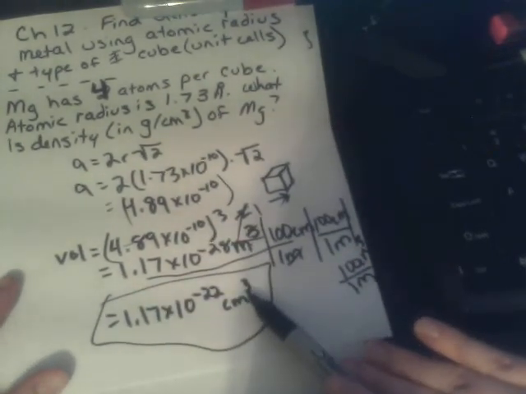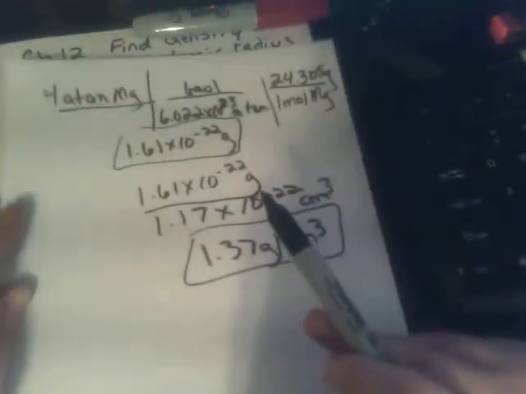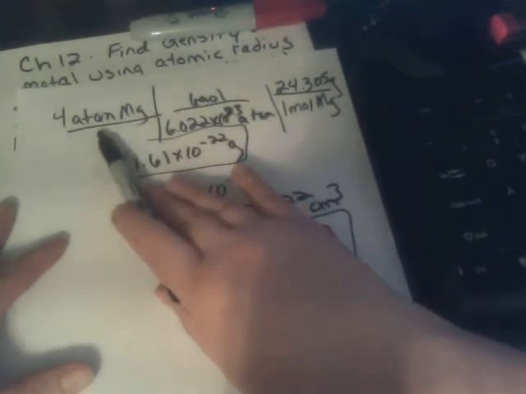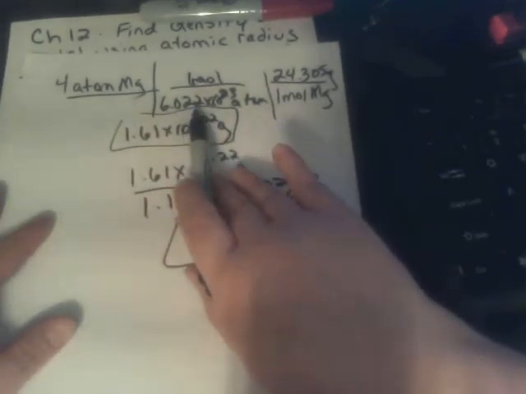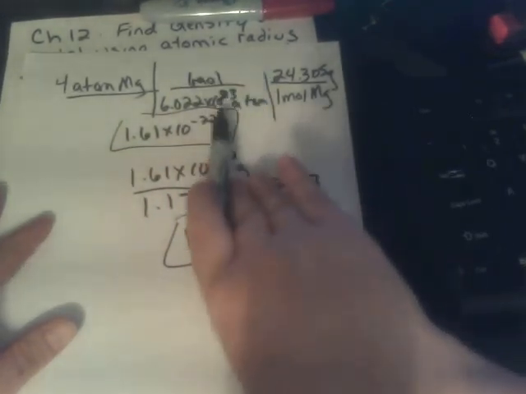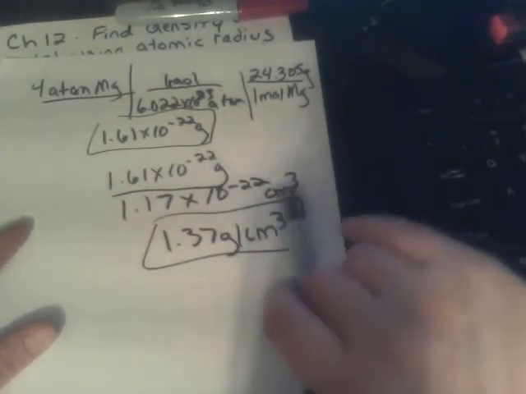Once you have an edge length, you can find the volume of your unit cell. Once you find the volume, make sure it's in centimeters cubed. Next, find the mass of the atoms. With 4 atoms of magnesium, you can't go from atoms to grams right away. You have to go from atoms to moles, and then to grams. Find the grams, then grams per centimeter cubed, and then you're home.